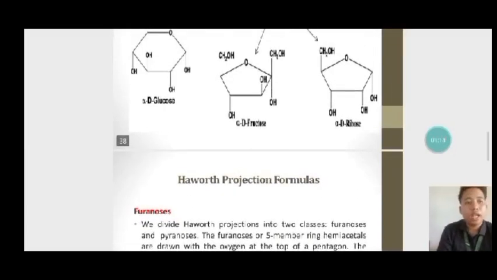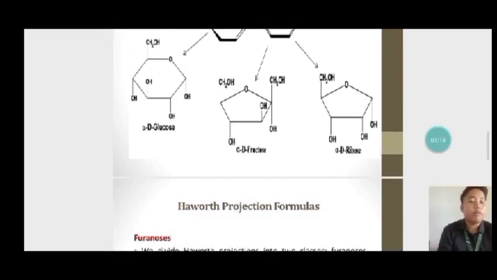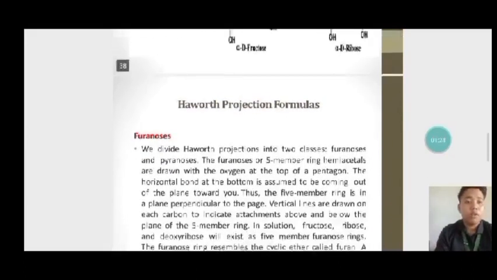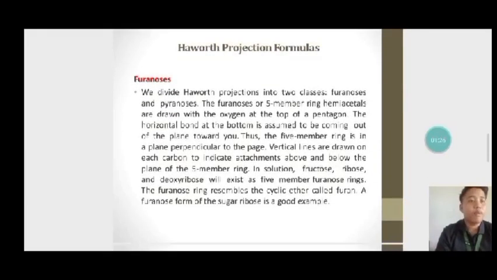We can see in our example the line at the bottom. Thus, the 5-member ring is perpendicular to the page. Vertical lines are drawn on each carbon to indicate attachments above and below the plane of the 5-member ring. In solution, fructose, ribose, and deoxyribose will exist as 5-member furanose rings.